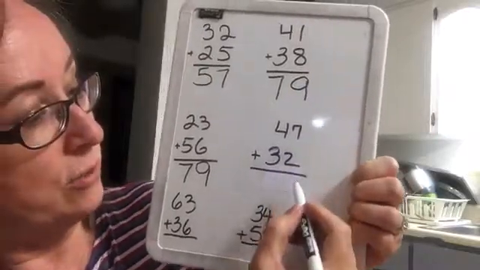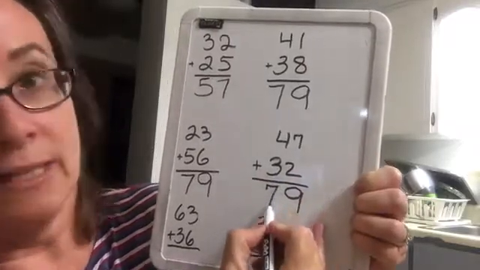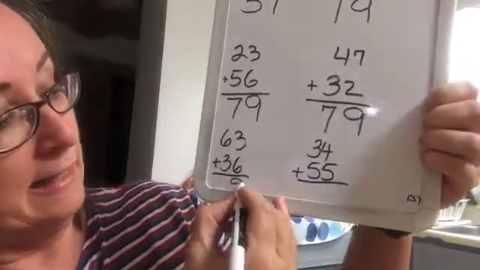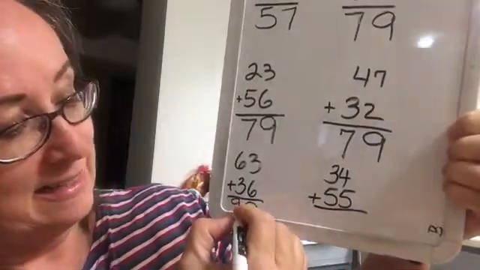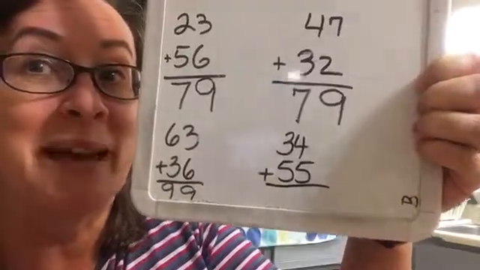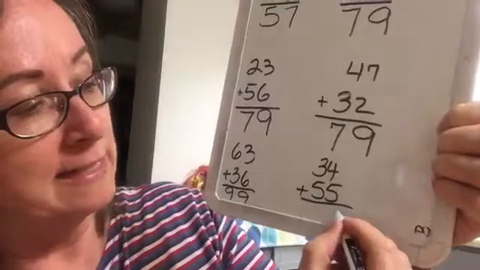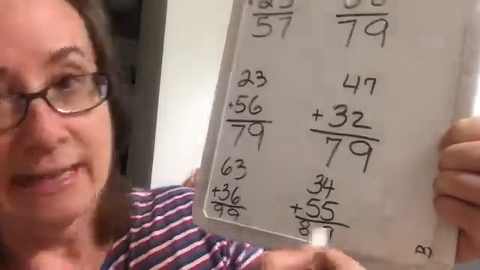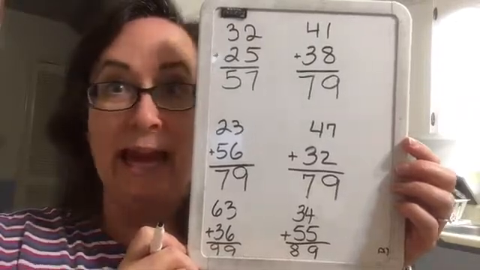7 plus 2 is 9. 4 tens and 3 tens is 7 tens. 3 plus 6 is 9. 6 tens and 3 tens is also 9. So we have 99. I didn't leave much room down there at the bottom of the board, did I? And the last one, 4 plus 5 is 9. 3 tens plus 5 tens is 8. How did you do? Okay, I'll hold the board back just a little bit so you can see the whole thing, and we will move on to board number 2.